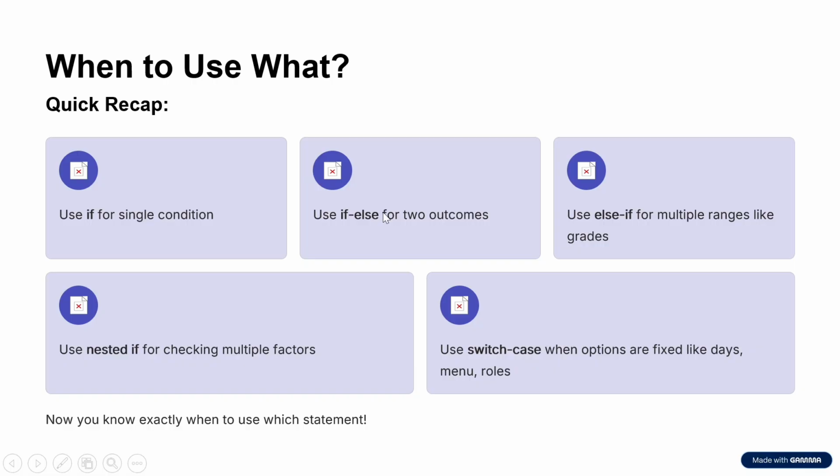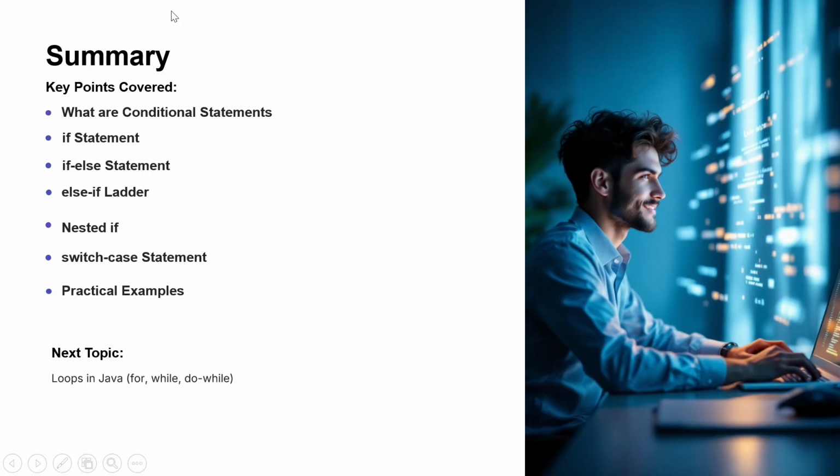So now we can talk about the summary of what we learned today. We learned what conditional statements are, how they work, and how many types of conditional statements there are, like the if statement, if else, else if, nested if, and switch case, and we have also seen some practical examples. So this was all about today's video. In the next topic, we will learn about loops in Java. As we know, there are three types of loops: for loop, while loop, and do while loop. So we will dive into those topics.